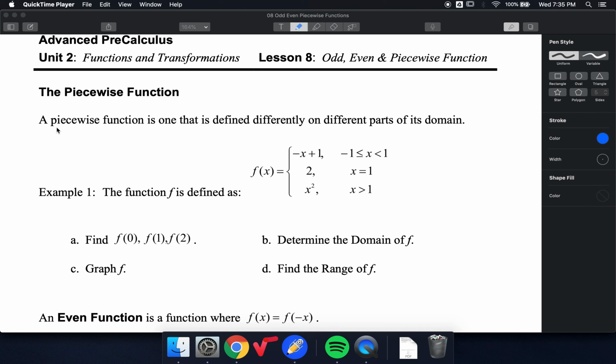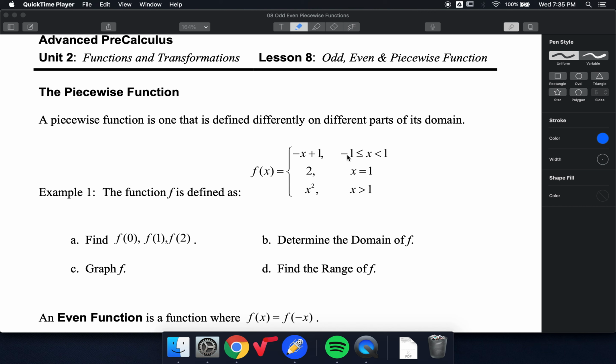So a piecewise function, well, let's think about these words. Piece means like different pieces. So it's a function that's in different pieces. And we say it's defined differently for different parts of the domain. So here's a function and it's defined in 3 different parts.